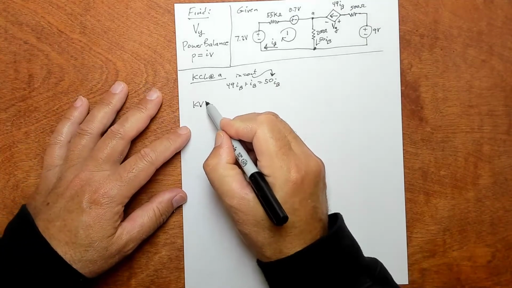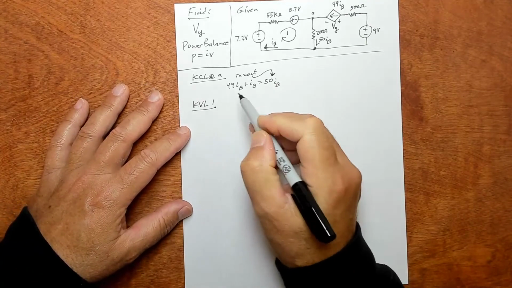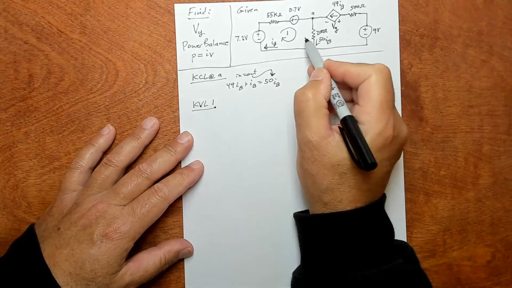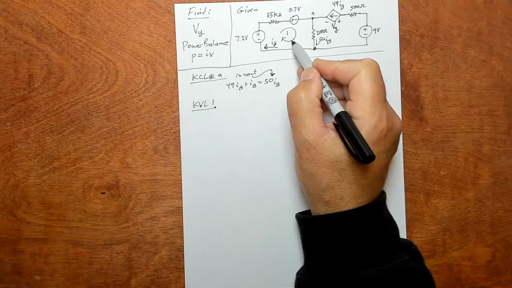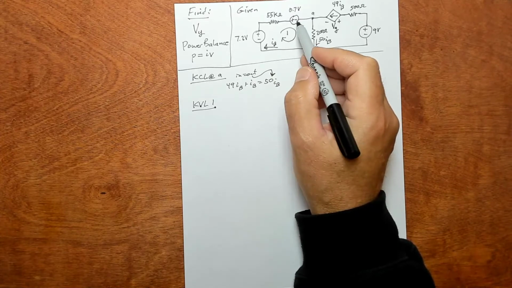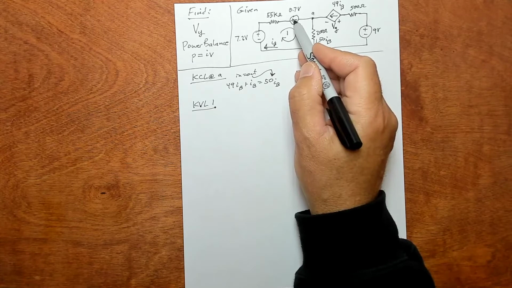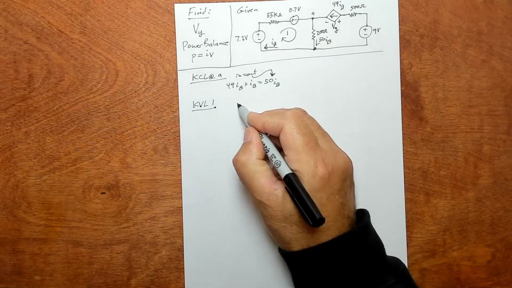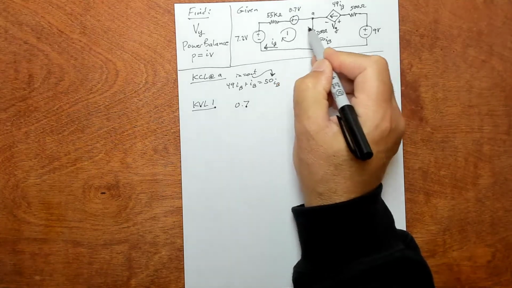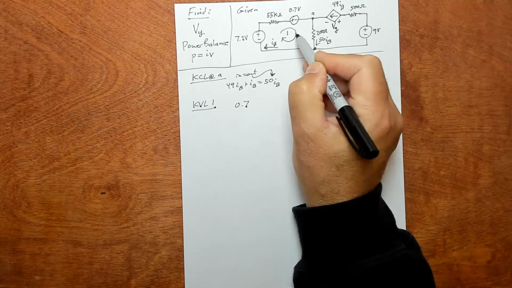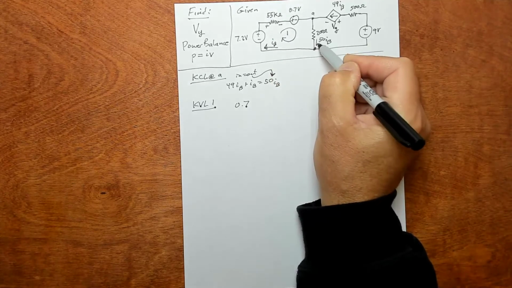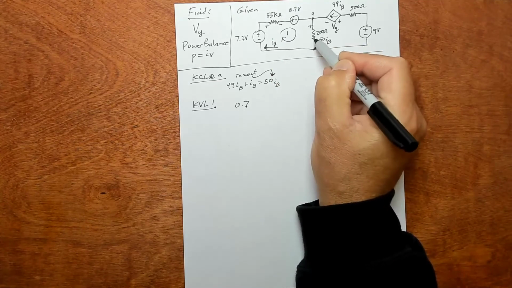So we'll do KVL at loop 1. We're going around here, and let's start at this point, just to have a positive term. We're coming into this positive terminal, so we're going to have 0.7 is positive. Okay, then this voltage drop. We need to put the voltage polarities on here. So if I beta is going around this way, this is the polarity, and if 50 I beta is going down this way, then this is the polarity.